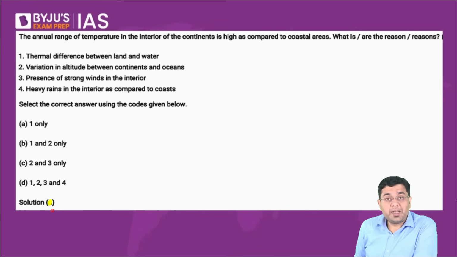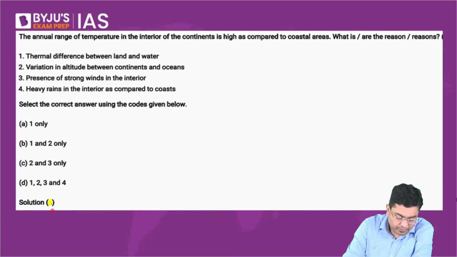Thermal difference between land and water, variation in altitude between the continents and oceans, presence of strong winds in the interior, heavy rains in the interior as compared to the coastline. Why is it that interior areas have a greater range of temperature throughout the year?